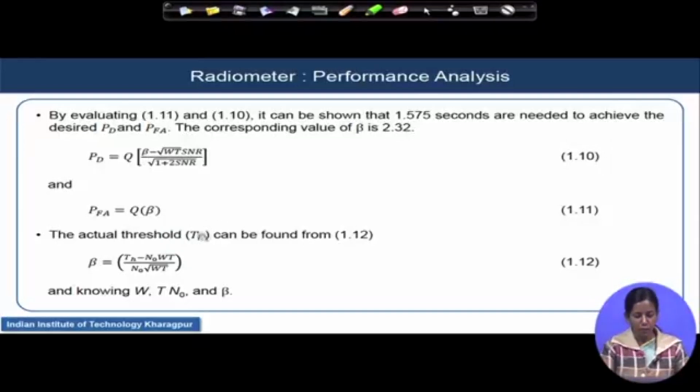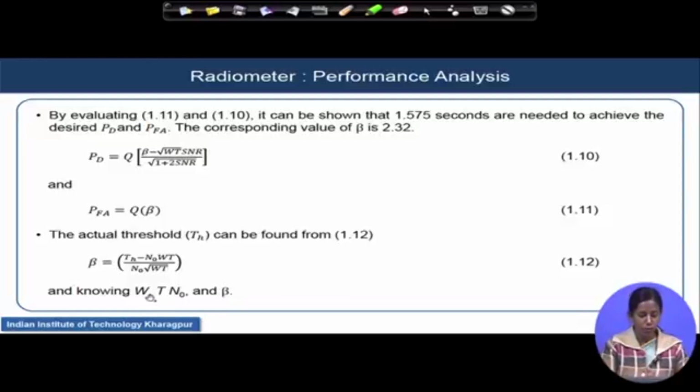The actual threshold, this TH, can now be found from this 1.12 also. So, given the probability of false alarm and the detection probability, if we fix both of them, and we have the knowledge of the signal bandwidth and the signal power to be detected, we can basically find out the value of the threshold for the detector, and also we can find out the integration time capital T inside the detector.